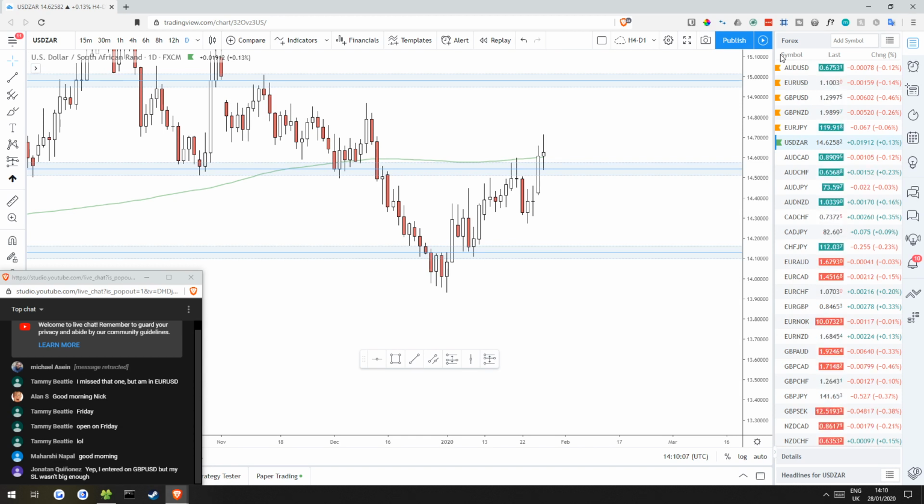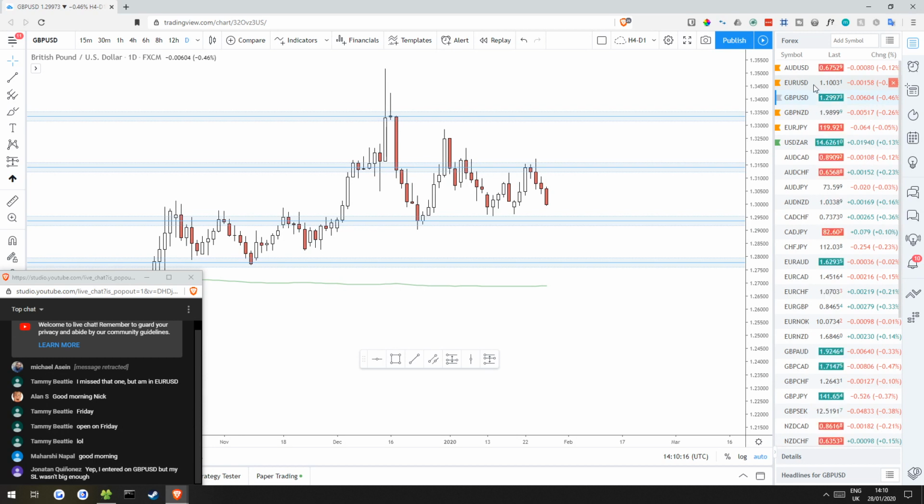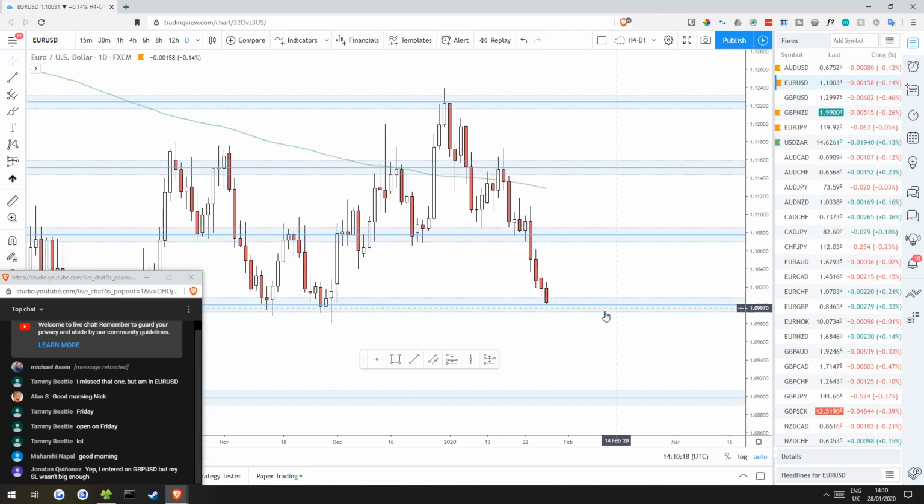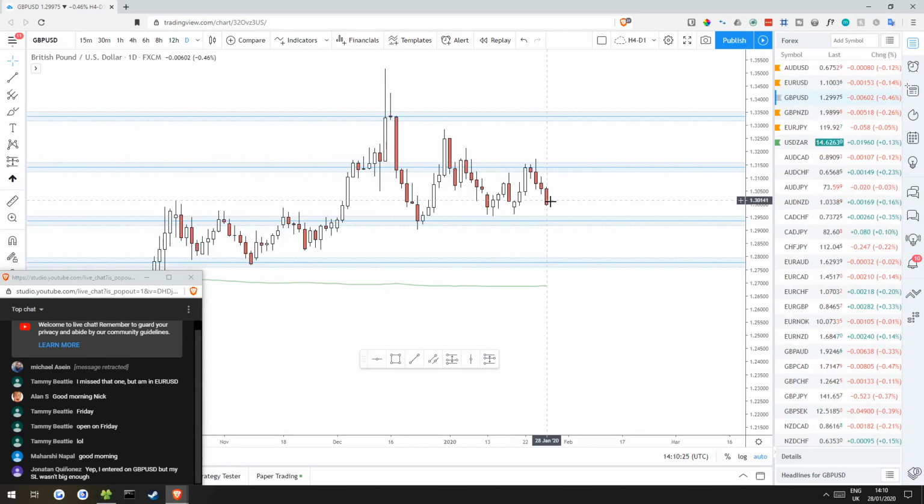Saw a lot of strength on Monday from the US dollar. You can see it across the board.